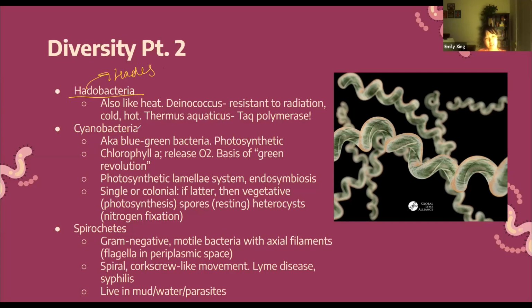Examples of bacteria in this clade would be Deinococcus, which is resistant to radiation, cold, hot, basically all extremes. Also Thermus aquaticus, which is also known as Taq polymerase. It's a DNA polymerase, so it helps DNA replication in something called PCR.